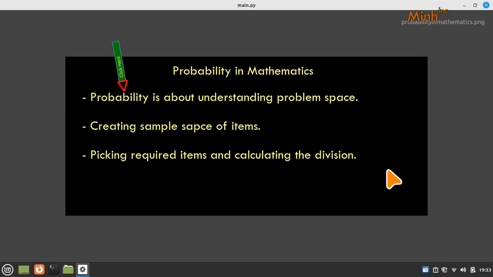Okay, so probability is about understanding the problem space. What is probability? It means what is the chance of something to happen. So a deep understanding of the problem space is required. As much time as possible should be given to understand the problem space.